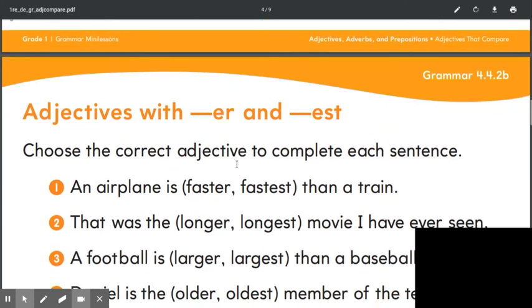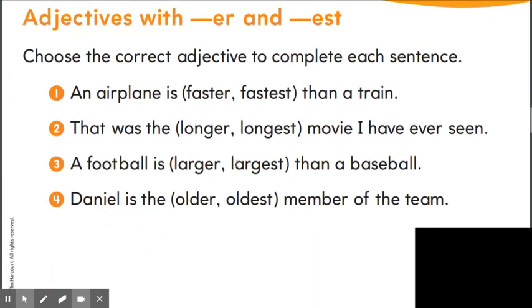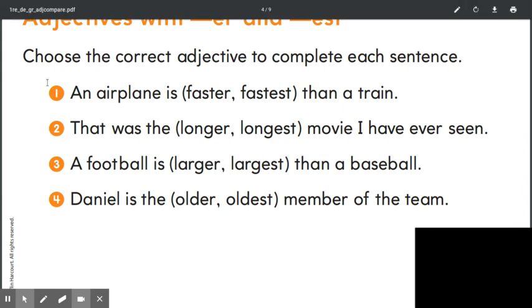Choose the correct adjective to complete each sentence. I'll read it, you try to guess, and then we'll compare answers. Number 1, an airplane is blank than a train. You should have chosen faster because we're comparing two, airplane and train. Number 2, that was the blank movie I have ever seen. You should have chosen longest.